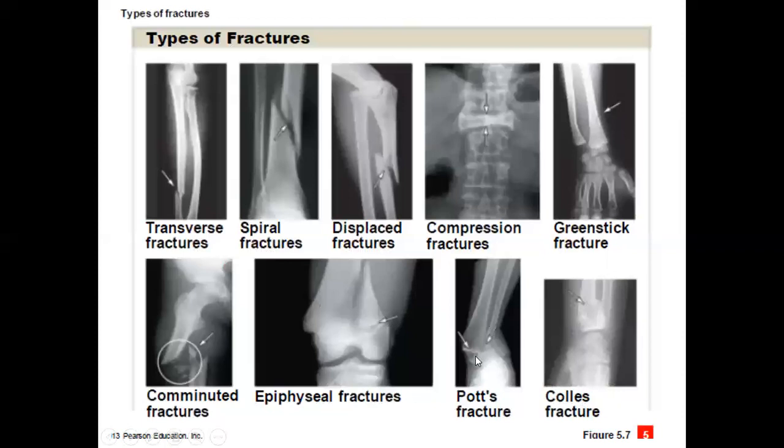The Pott's fracture is a unique fracture. It's specific to the distal end. Here's my cursor. There it is. The very distal end of this would be your tibia, excuse me. So the inner ankle bone has been broken off right there. Should be up here. So that's a Pott's fracture. And the Colles fracture is unique to the very end of, actually at your wrist. So this distal end of the wrist is broken in this instance. So those are the different types of fractures.